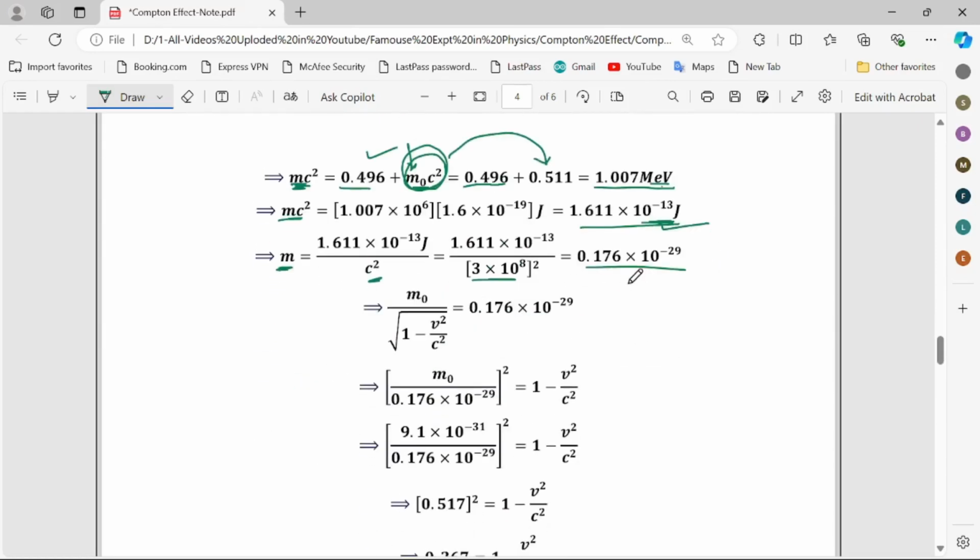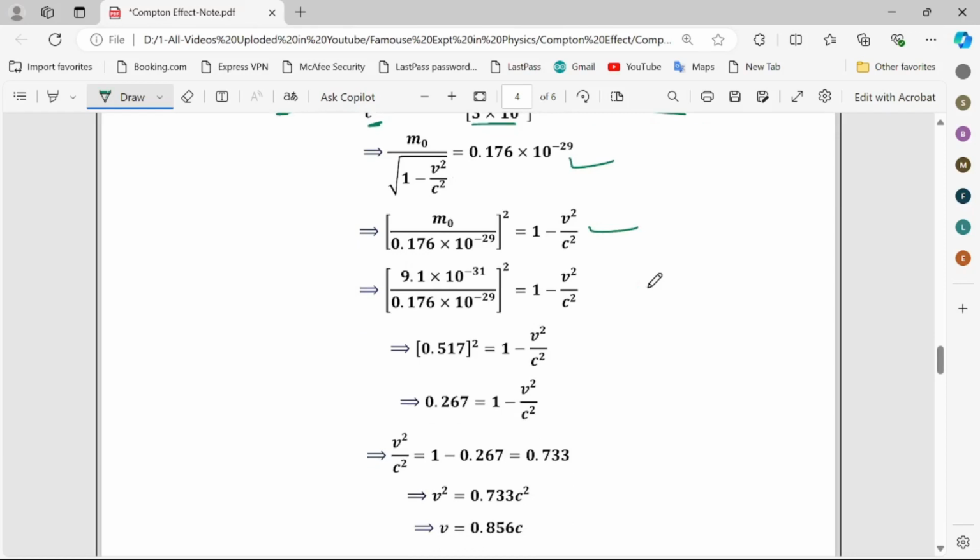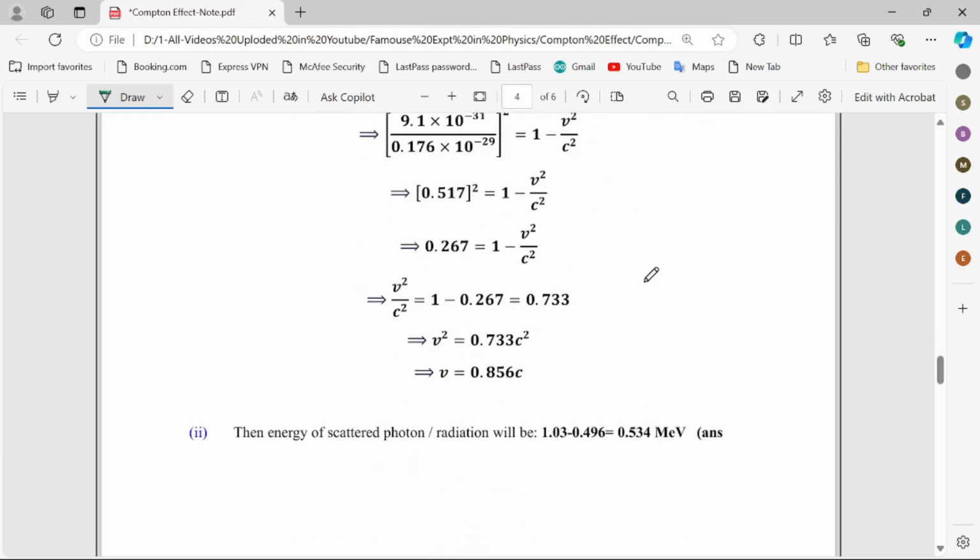I substituted m naught over the square root of 1 minus v square by c square equal to this value, took this value to this side, and squared both sides. The root is cancelled out, and after solving, we find the velocity of the electron is 0.856 c, where c is the speed of light. This is the answer of the first part.